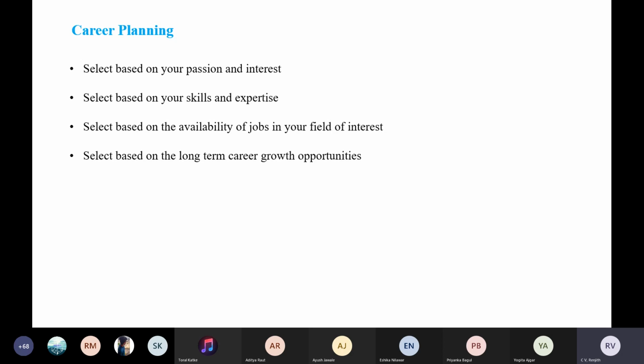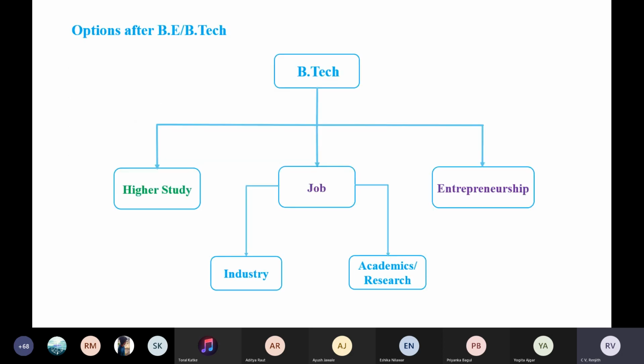Okay, so you need to put a lot of effort in that. It's not that easy, but once you put in the effort and you have the knowledge, definitely you'll get the job in the core domain. Okay, so now let us talk about our different options after engineering.